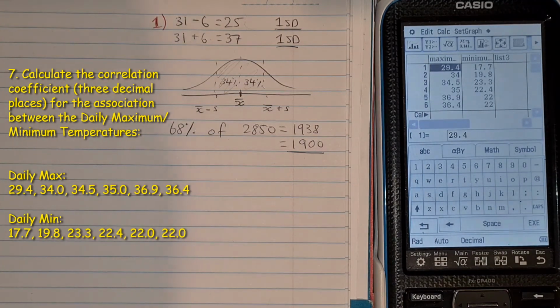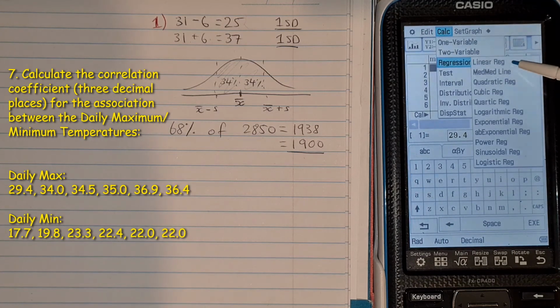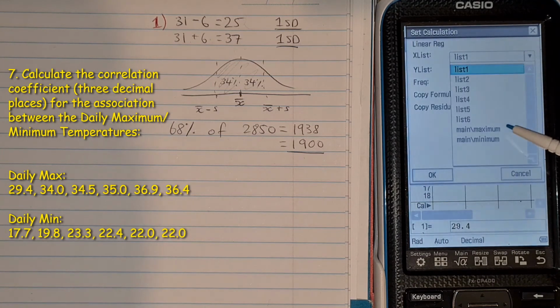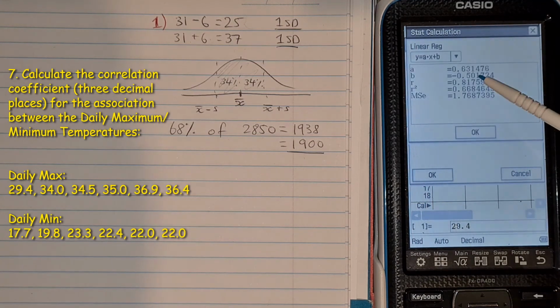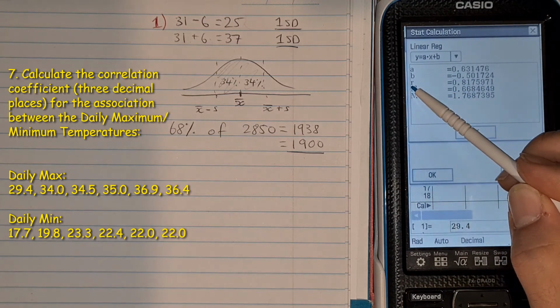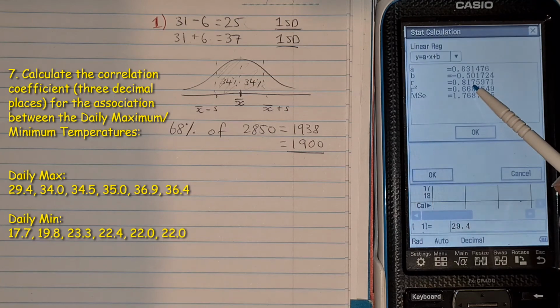Okay, once we've filled out our data, we go Calc, Regression, Linear Regression. We need to make sure we select our correct X and Y variables, hit OK, and we get our statistics here. So our correlation coefficient is 0.818, rounding to 3 decimal places.